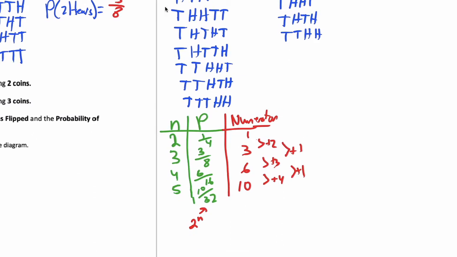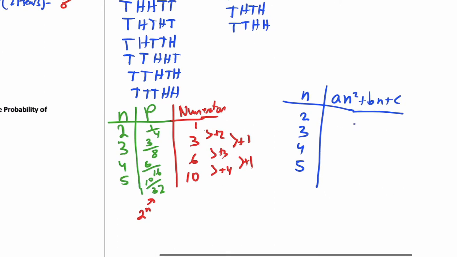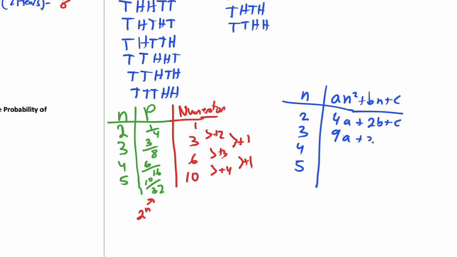Okay, so recall, you can write out the general quadratic here as an squared plus bn plus c. And let's fill this in. So if we substitute in 2 for n, we'll get 2 squared equals 4, so 4a plus 2b plus c. Next one is 9a plus 3b plus c. Then we got 16a plus 4b plus c, 25a plus 5b plus c.